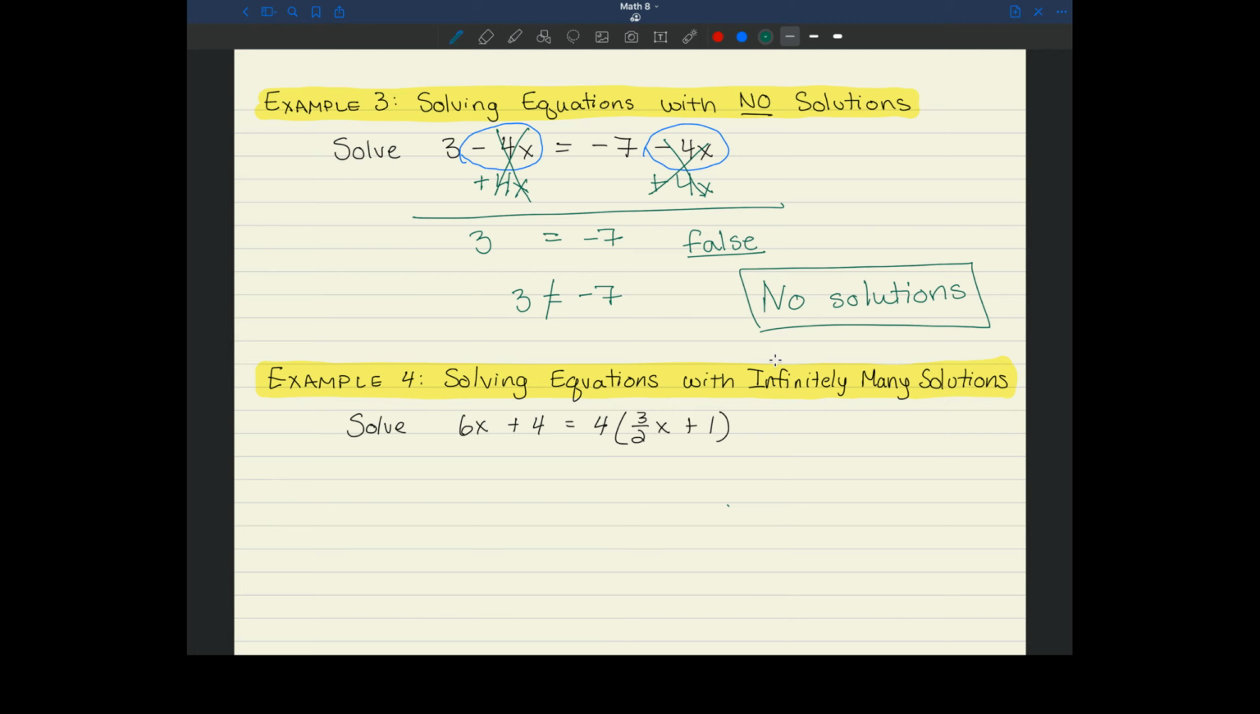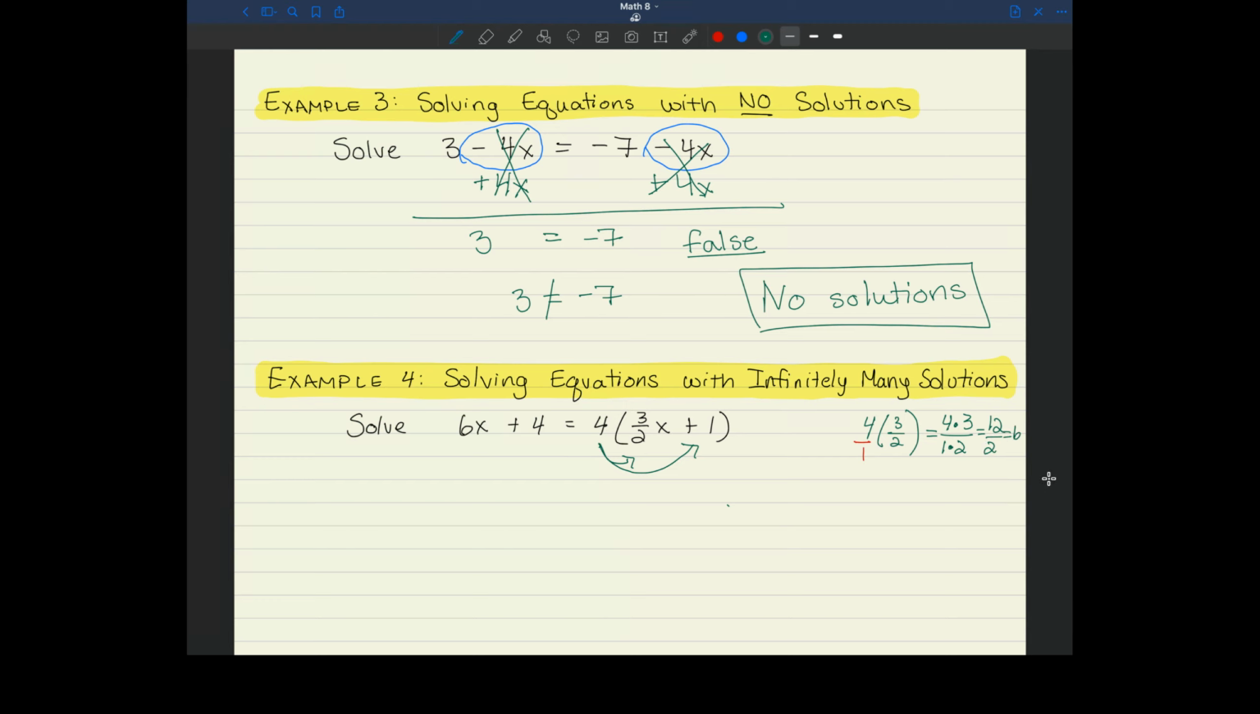In example 4, we have a similar setup to before as well, except here we do have to do this distribution first. So let's go ahead and take care of that. When I multiply 4 times 3 halves, I'm just going to do this off to the side here. Remember, you can always think of 4 as really 4 over 1. So when you're multiplying, it's 4 times 3 over 1 times 2, or 12 over 2, which equals 6.